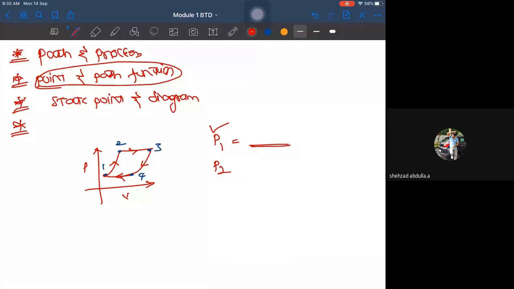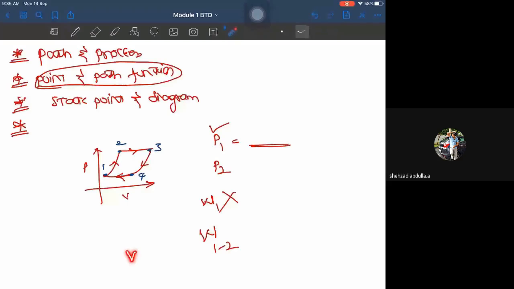Similarly, if I want work done at 1, I cannot define it as work done at 1. I must say work done from 1 to 2 because it is a path function. It depends upon the path of a system. So that's why I must say W1 to 2. I cannot just say W1 nor W2. That is totally wrong. Why 1 to 2? Because it is a path function, it depends upon the path. In order to specify the path, I'll be using 1 to 2, 2 to 3, 3 to 4, and 4 to 1. So these are the different paths in this particular cycle.